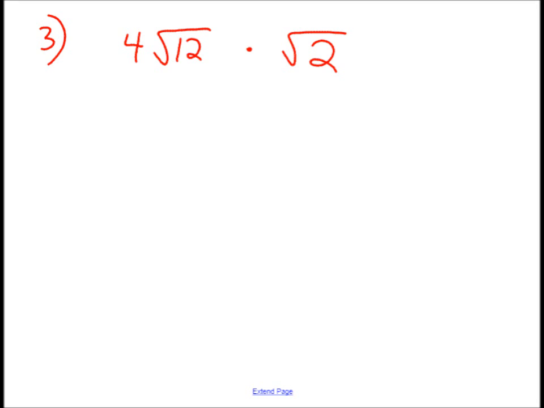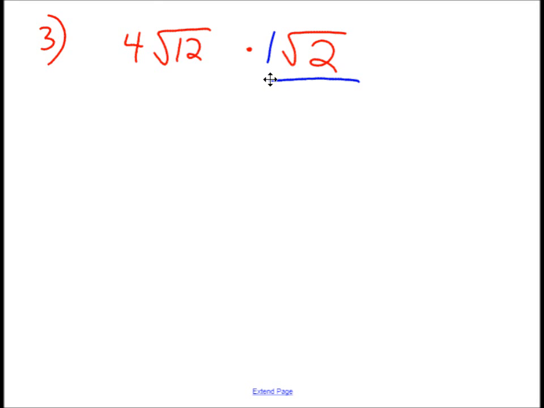For our next example here, we have 4 root 12 times root 2. Now, a couple things here. If I insist upon having a number in front of my square root, you can. The number that would be in front of this square root being multiplied to this particular problem right here would be a 1. Just like in algebra, if we have a variable, there's a 1 in front of it being multiplied to it, the coefficient. So same type of principle here. So you could always write a number in front of the root if you want to.